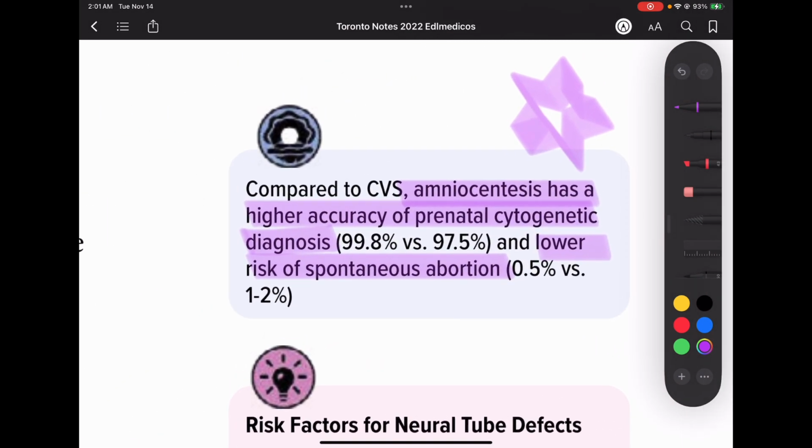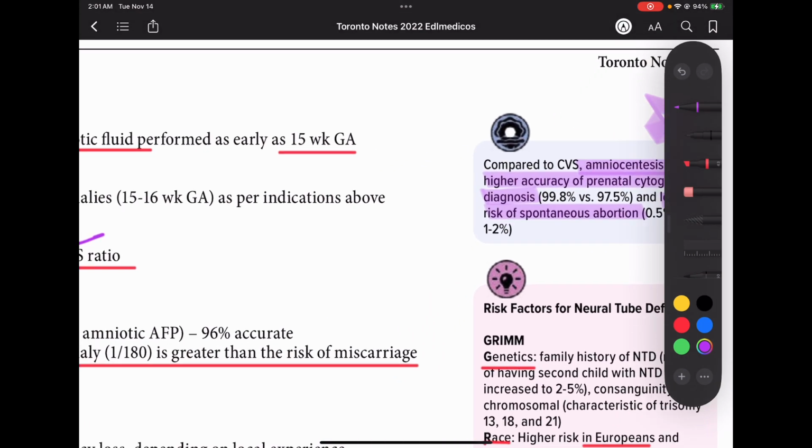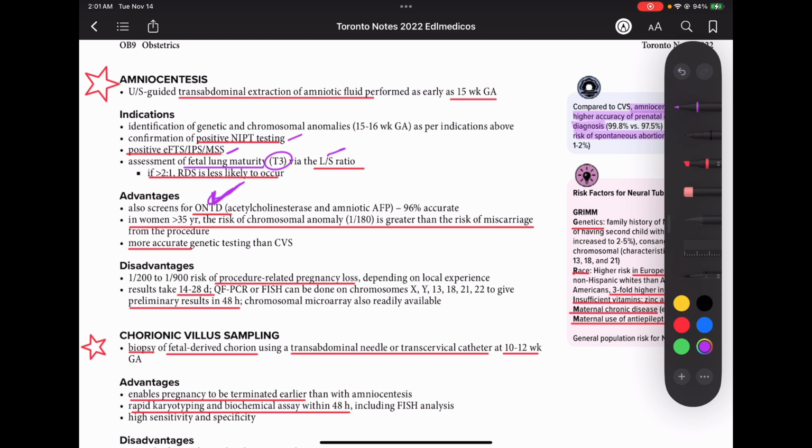Compared to CVS, amniocentesis has a higher accuracy of prenatal cytogenetic diagnosis and a lower risk of spontaneous abortion. So amniocentesis is better than CVS, but there are some disadvantages: procedure-related pregnancy loss, and results take around 14 to 28 days, but we do have some preliminary results.